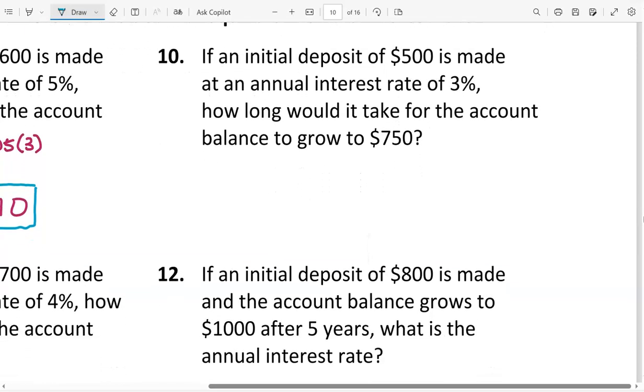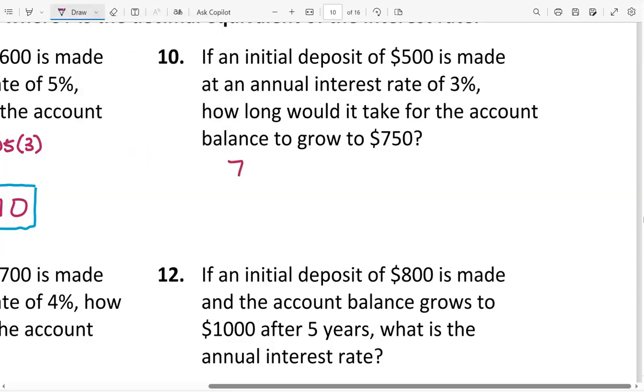In number 10, an initial deposit of $500 is made at an annual interest rate of 3%. How long would it take for the account balance to grow to $750? So in this case, our account balance A is equal to $750. The initial deposit is $500, and the interest rate is 3%, but we don't know time. So I'm going to start to solve this by dividing by 500. So 750 divided by 500 is 3/2, but you don't have to simplify that.